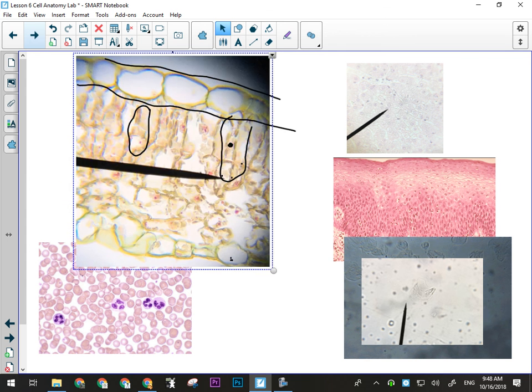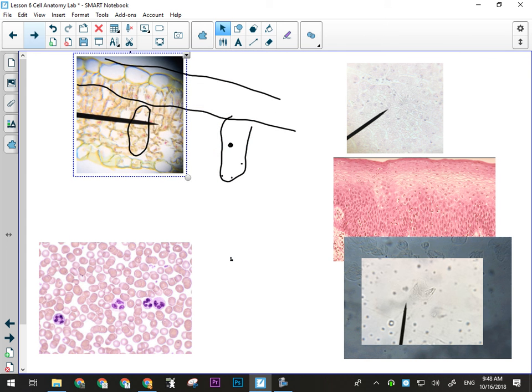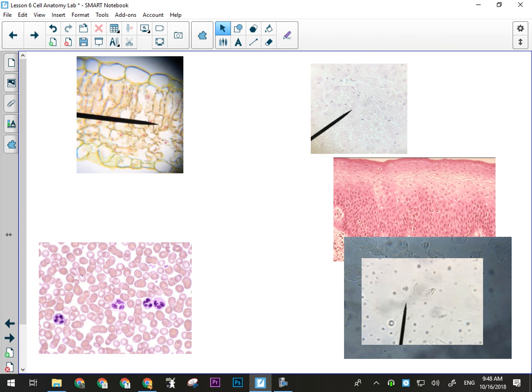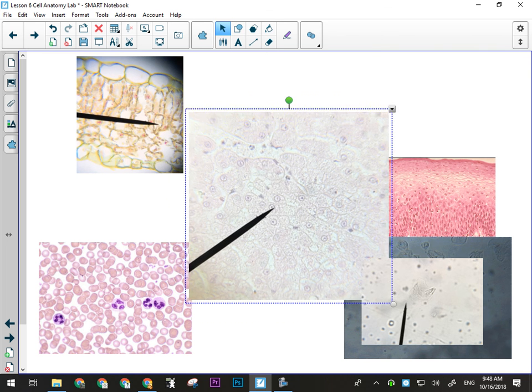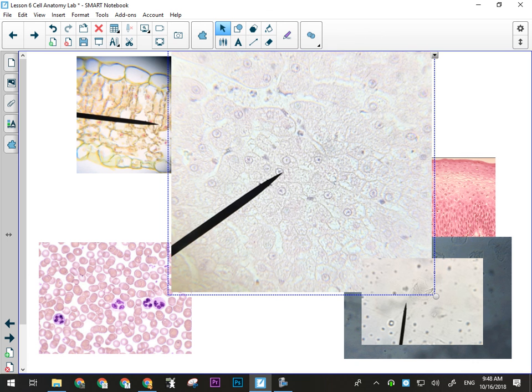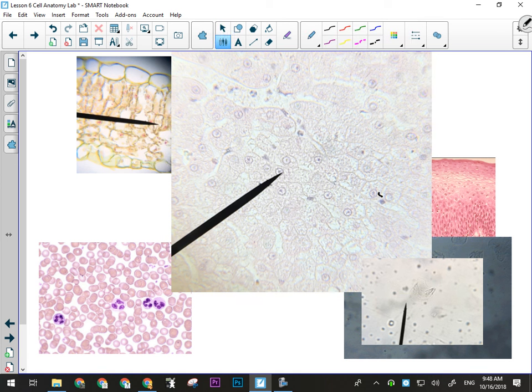So that's the plant cell, and then this here is the stratified squamous epithelium. This is the animal cell. Many, many animal cells. See this purple circle here and this purple circle there? Those are nuclei. So to give you an idea here, this is one cell, and that's its nucleus.